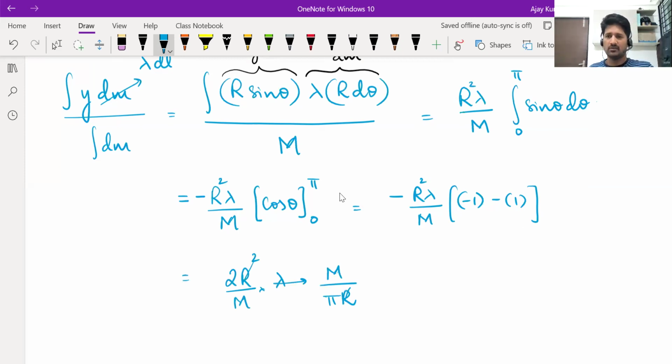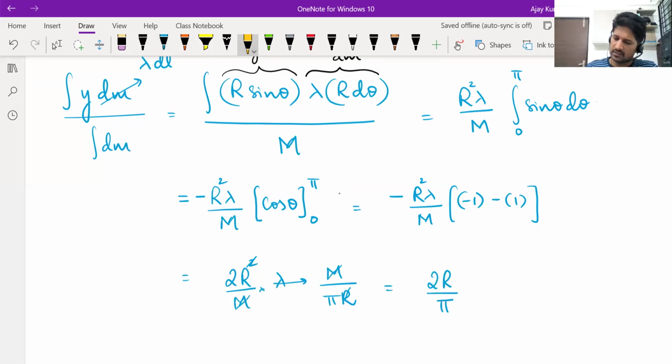Why I got this thought that radius cannot get cancelled is because we are trying to find out the y coordinate of center of mass. Y coordinate is supposed to be a distance. How can there not be a distance in the answer? Okay, there has to be a distance. So there's r square here. Square and r get cancelled, m gets cancelled. You will be left with 2r by pi.